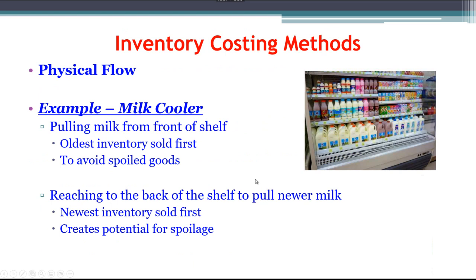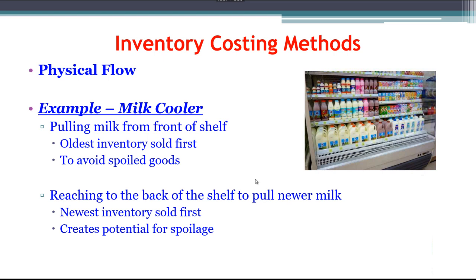So let's take a step back here and talk about physical flow of inventory. If we have a milk cooler or very perishable products, we want to make sure they're always using the oldest stuff first so it rotates. So with a milk cooler, it's loaded from the back so that the oldest stuff is always at the front facing the customer. So if they pull that milk from the front, they're using the oldest inventory first so that we try to avoid spoiled goods. Now, if you have a customer that reaches to the back of the shelf to try to pull the newer milk, they're reversing that physical flow.